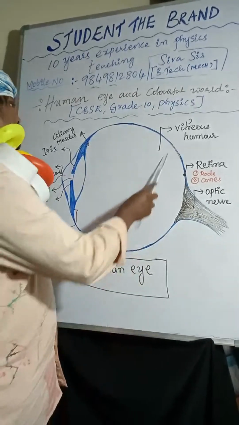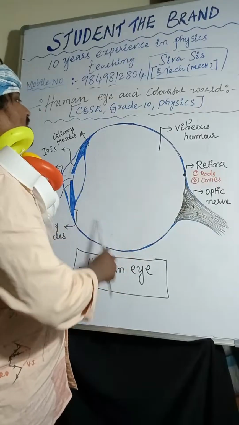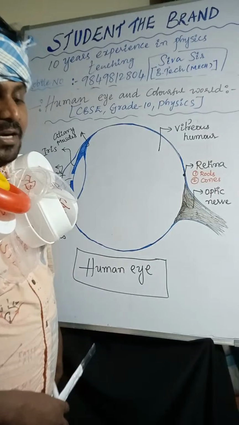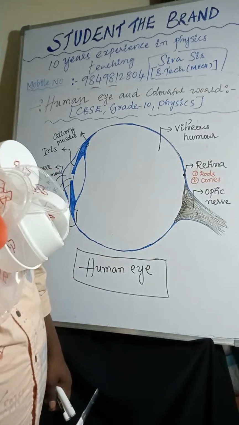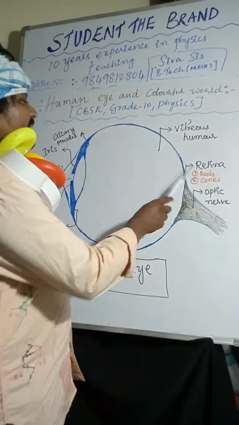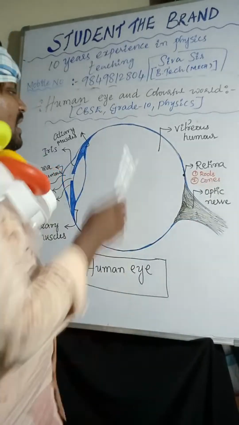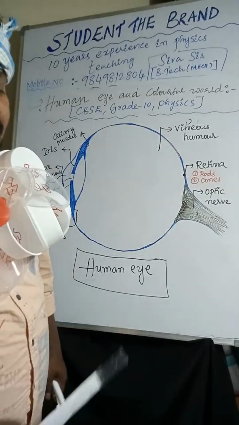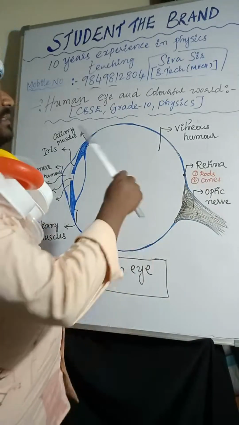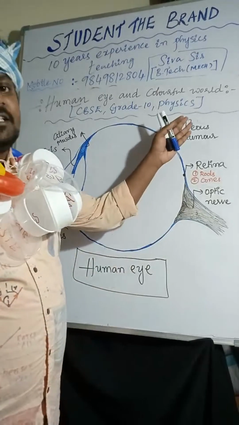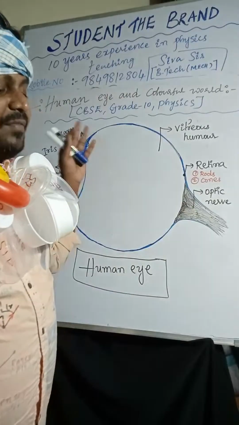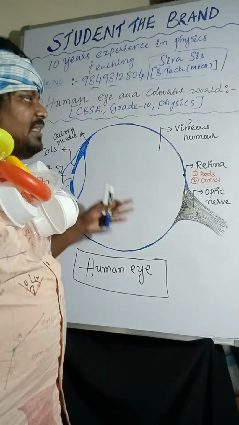Vitreous humor: this entire portion is filled by the vitreous humor, a jelly type liquid present between the eye lens and the retina. That is vitreous humor. It provides sufficient force and pressure to maintain the shape of the eye.